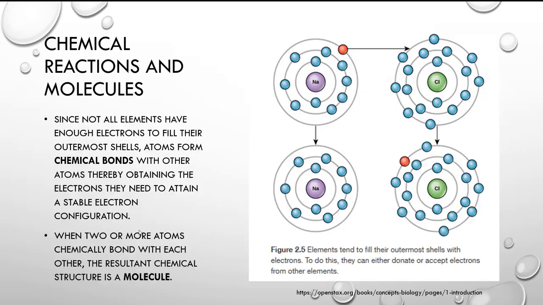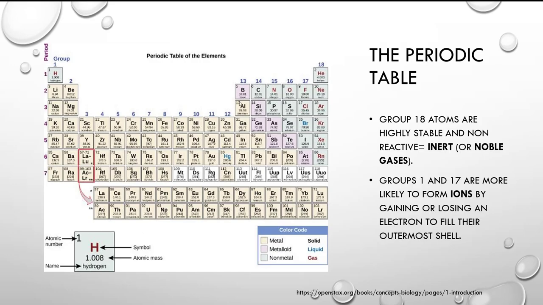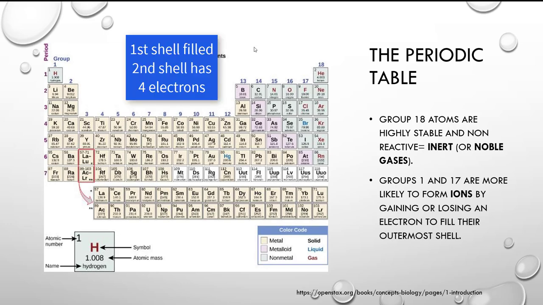So let me go back to the periodic table and look at carbon. Carbon has 6 protons. So 2 fill its innermost shell, and then it has 4 in its valence shell. It cannot get rid of 4 electrons. It cannot gain 4 electrons from anywhere. So the only way that it can fill its outermost shell is by sharing, okay?